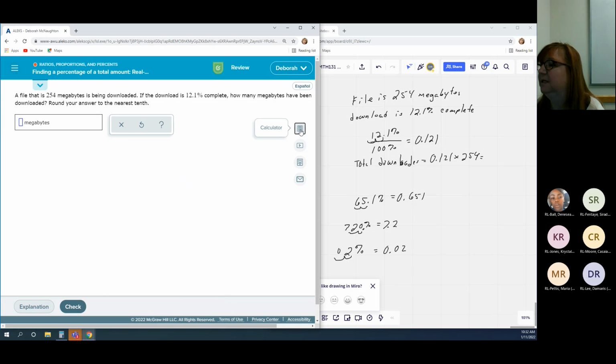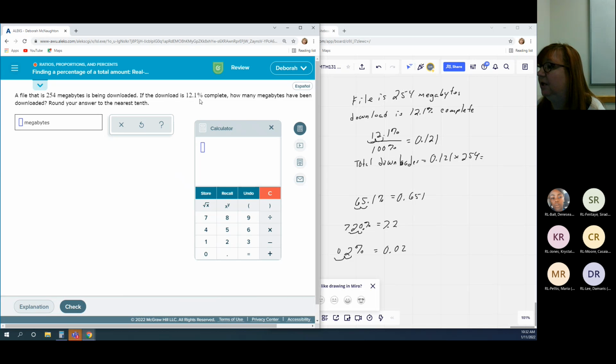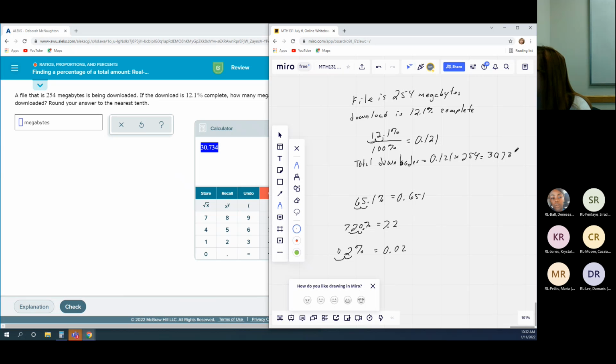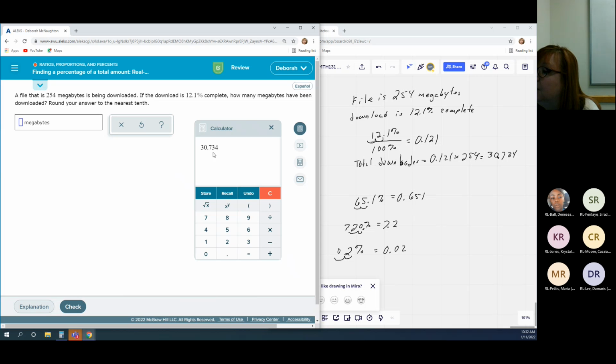They gave us a calculator. So yes, you could certainly use the calculator to also do the conversion. 0.121 times 254 is 30.734. And then they want it rounded to the nearest tenth. That's 1 decimal place. So again, just put your mouse here. That number is less than 5, so we're going to keep the 7 with 30.7.